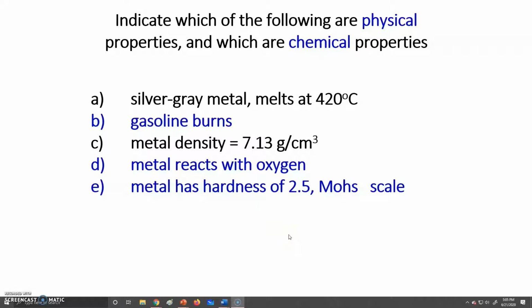To determine if a property of a material is physical or chemical, we need to determine if this property is involved in a chemical or physical change.